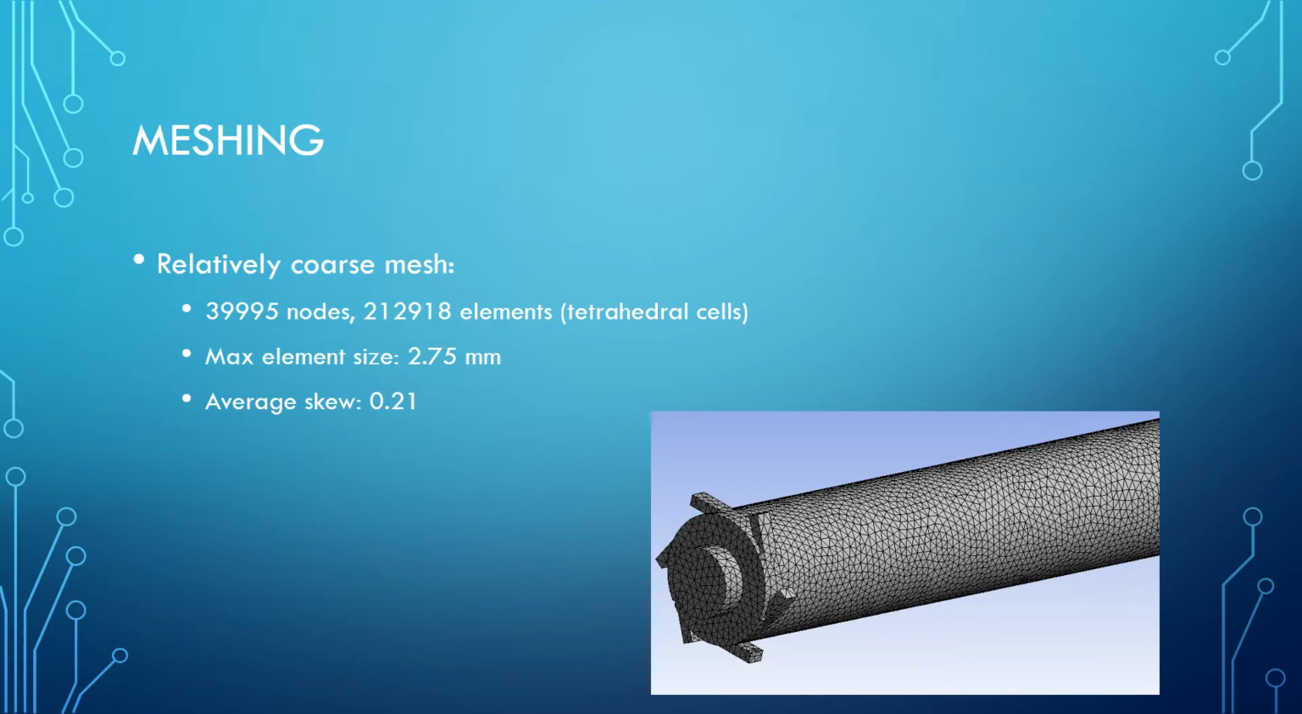My mesh was actually relatively coarse compared to what I thought it would have to be. It's about 40,000 nodes, a little over 200,000 elements of tetrahedral cells, and maximum element size was 2.75 millimeters. And the average skew was 0.21, and actually the max skew was 0.8.